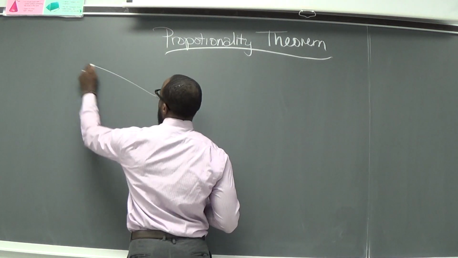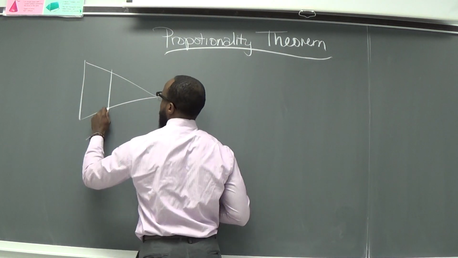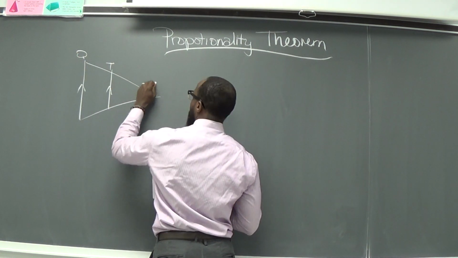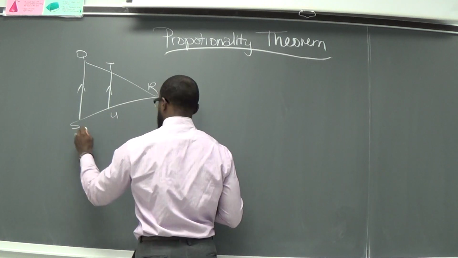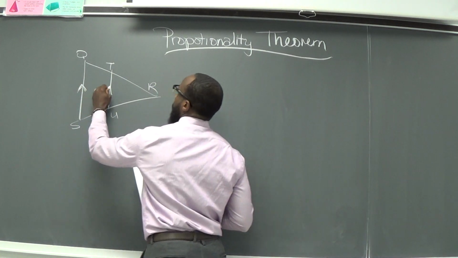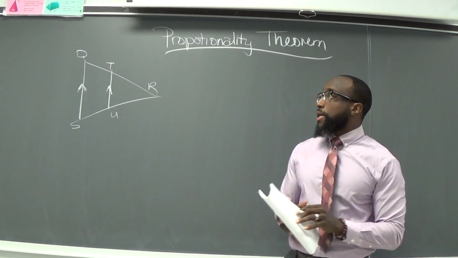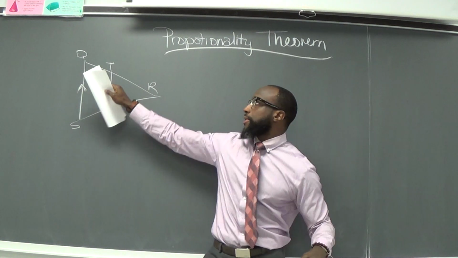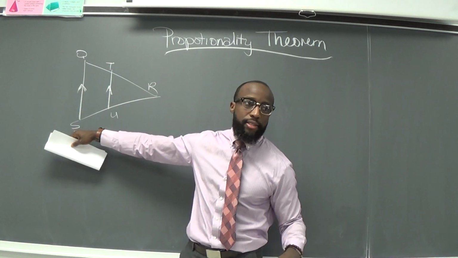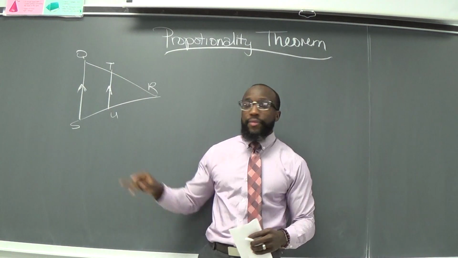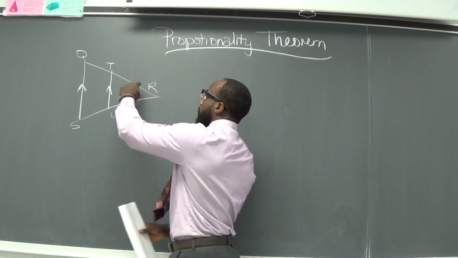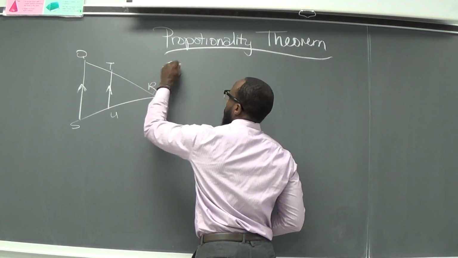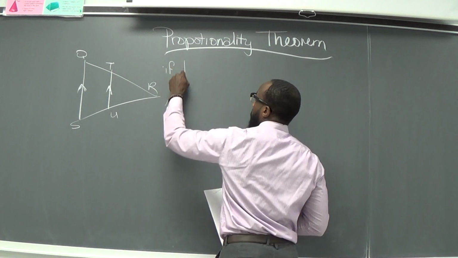If I have two parallel lines, let's draw a triangle: Q, T, R, U, S. Remember this mark means parallel. If I have two parallel lines that intersect two sides, this side QR and this side SR, and they're parallel, then those sides are proportionate to each other.